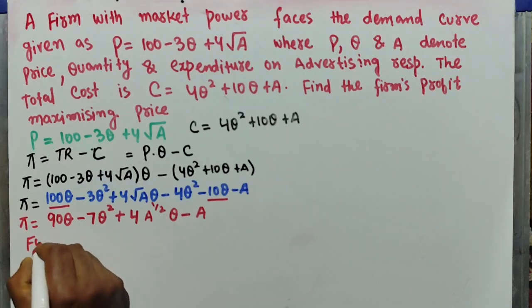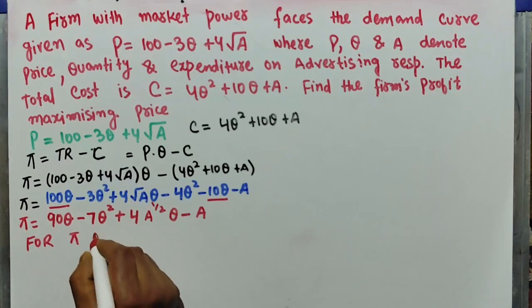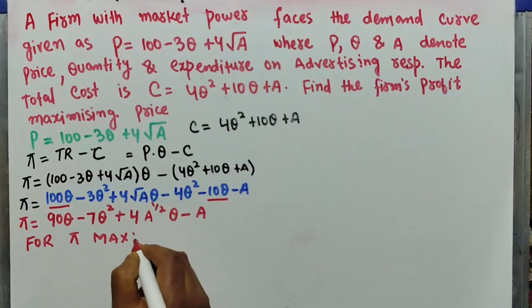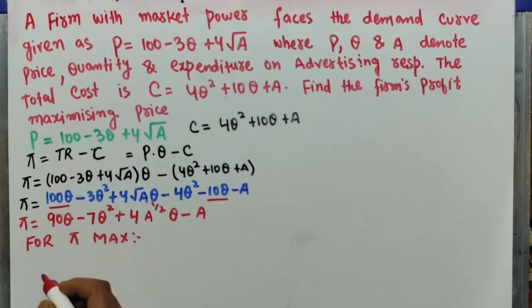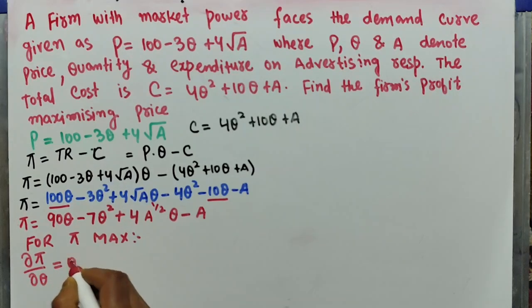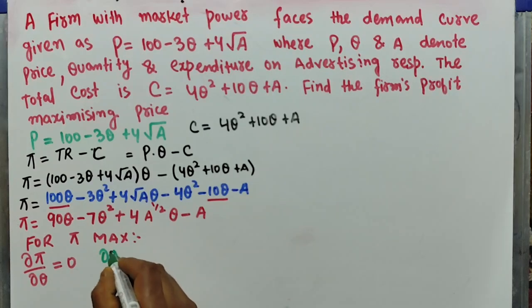Now for profit maximization, two conditions must be satisfied. The marginal profit with respect to output should be equal to 0, and another condition is that the marginal profit with respect to the level of advertising expenditure should be equal to 0. So we have the two conditions here, and let's find both of them.